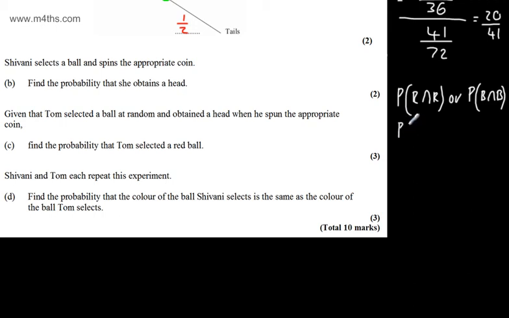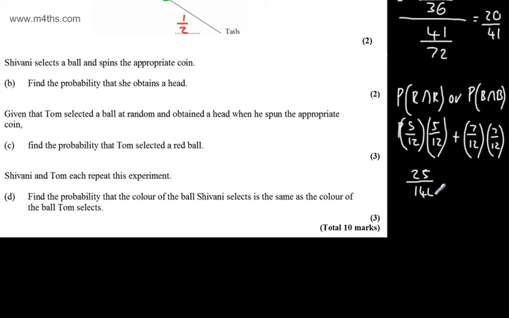So the probability of red and red is going to be 5/12 multiplied by 5/12, or if you like, 5/12 squared, plus now 7/12 multiplied by 7/12. That's going to give me 25/144 plus 49/144. So that gives me 74/144, and we could write this now.